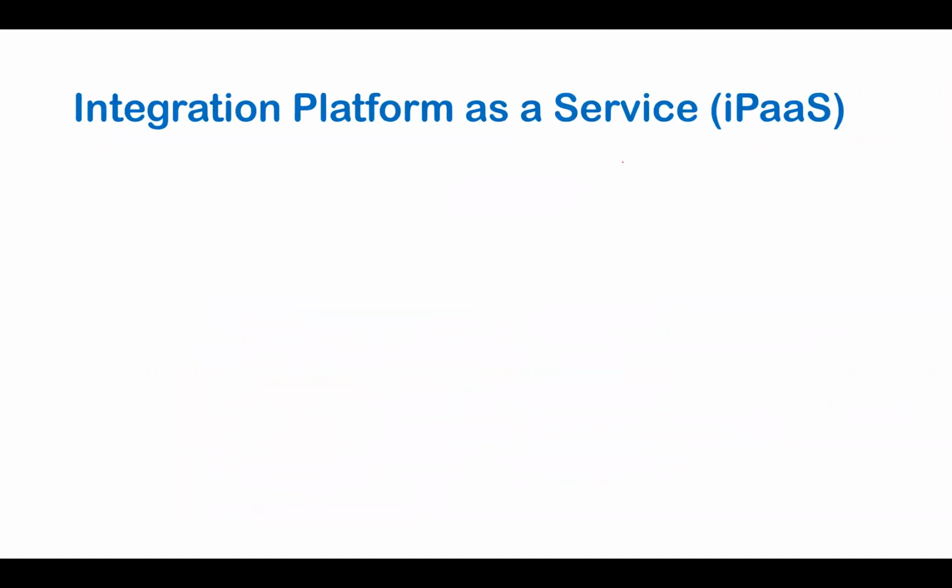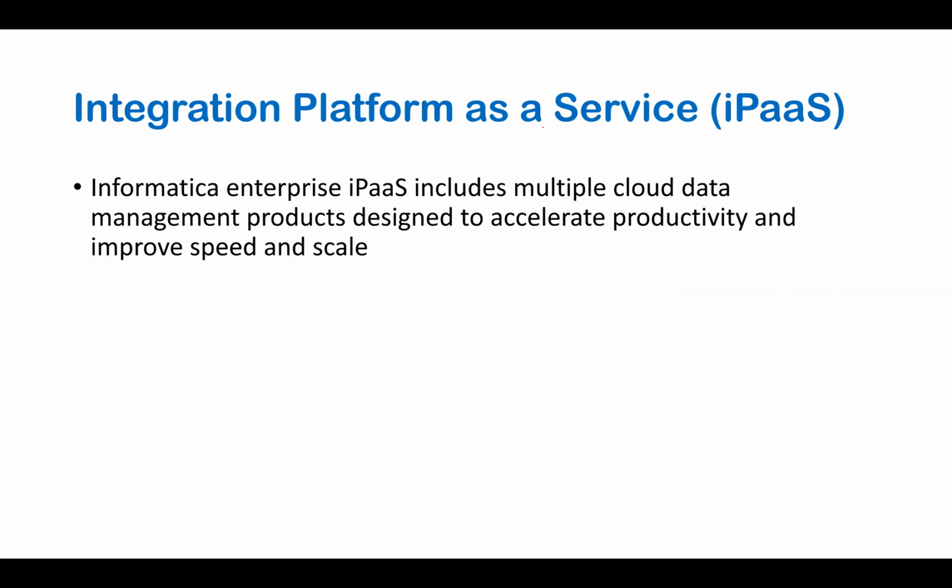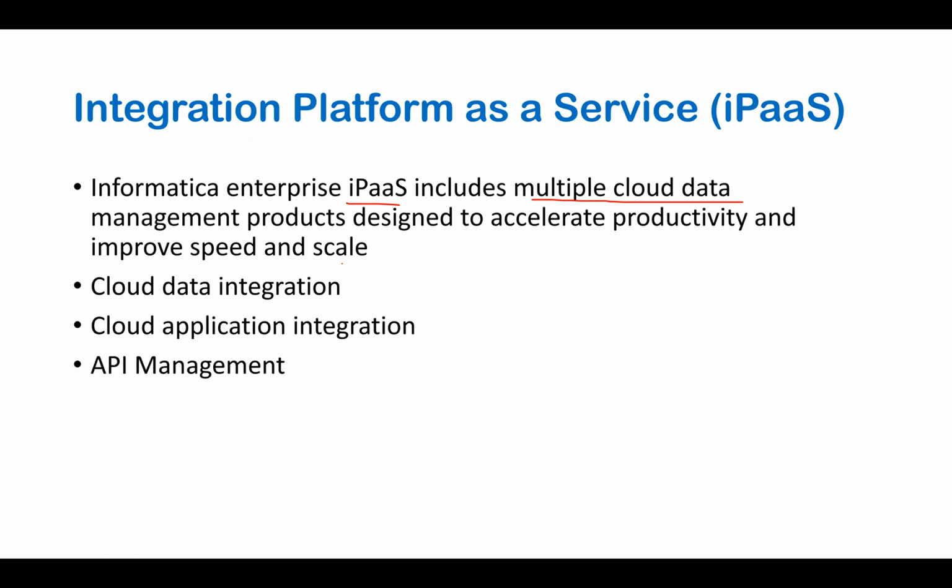So IICS is the integration platform as a service. Informatica Enterprise iPaaS includes multiple cloud data management products: cloud data integration, cloud application integration, API management, cloud data quality, and MDM also. Nowadays we have MDM, so that is also maintained. That's why we call IICS the iPaaS solution.